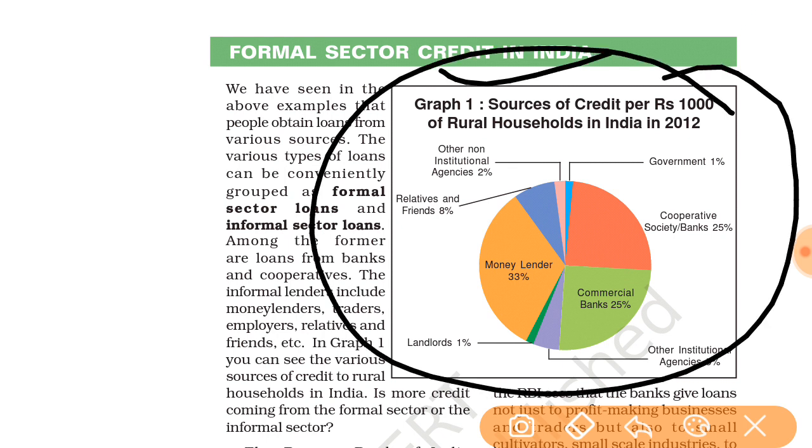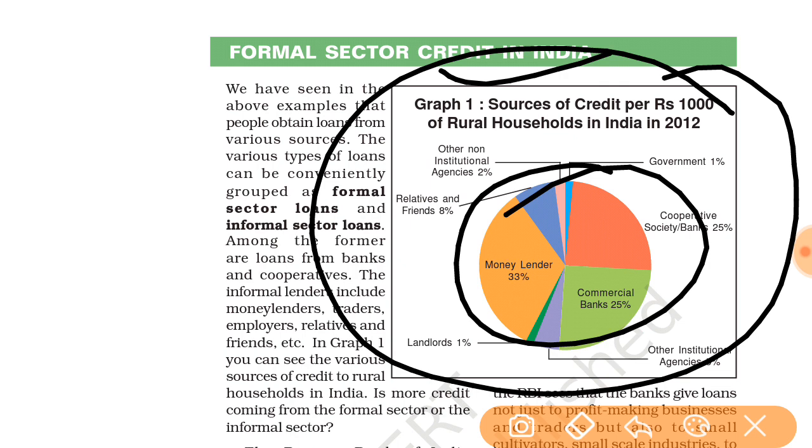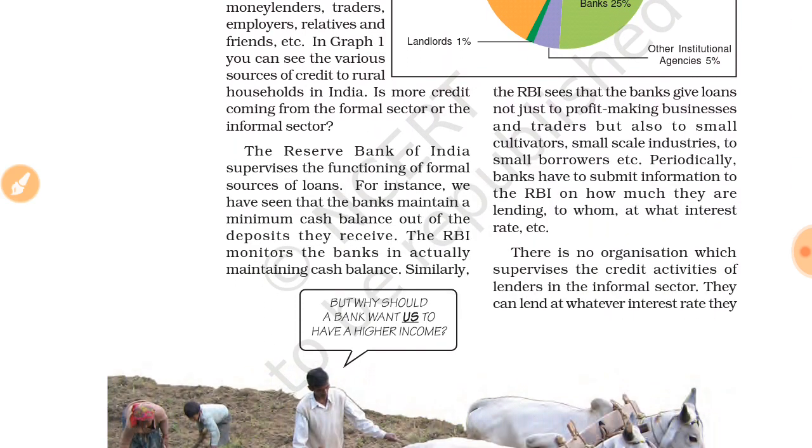This is the given sources of credit per rupees 1,000 of rural household in India in 2012. See from where they are taking loan. 33% loan is taken from the money lender. So in this way, if you just see it, you will understand.